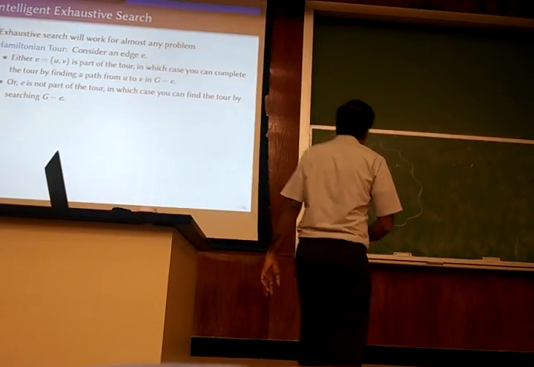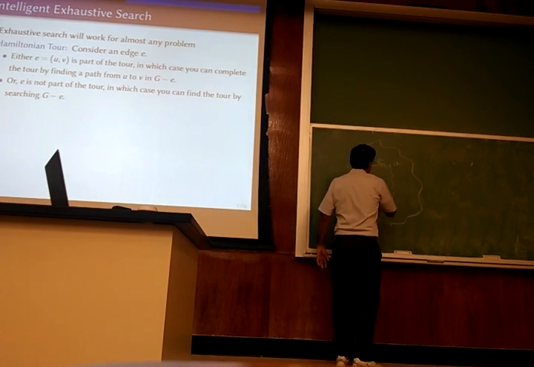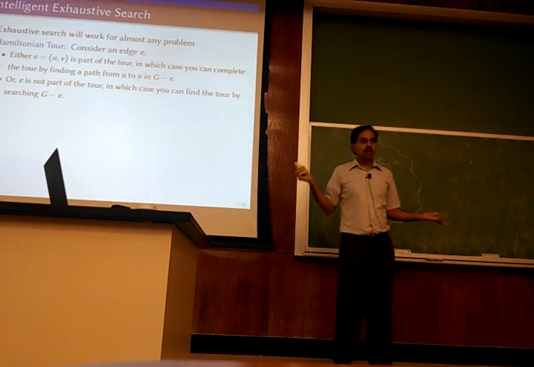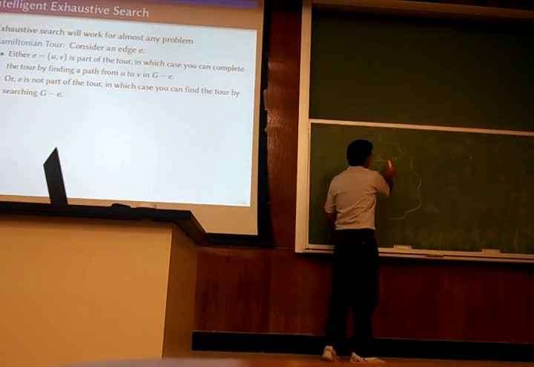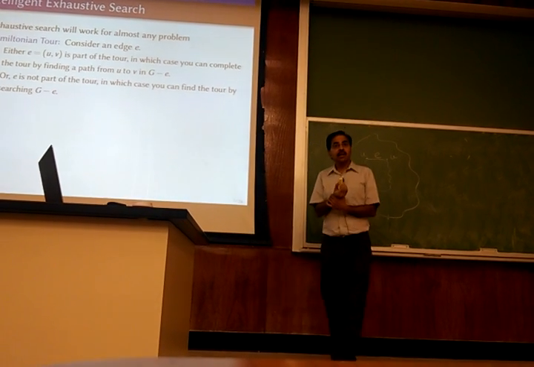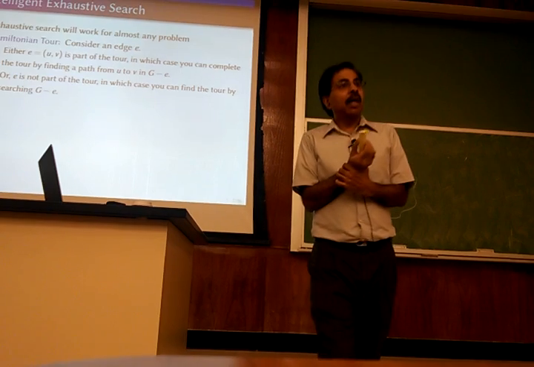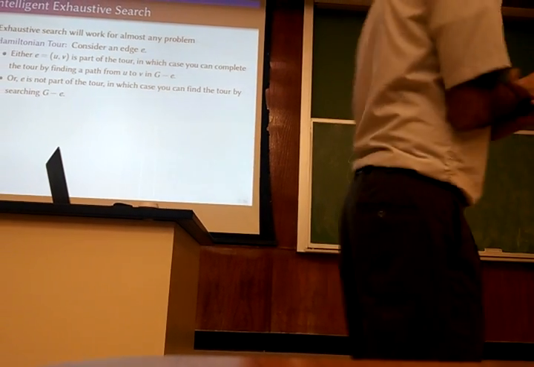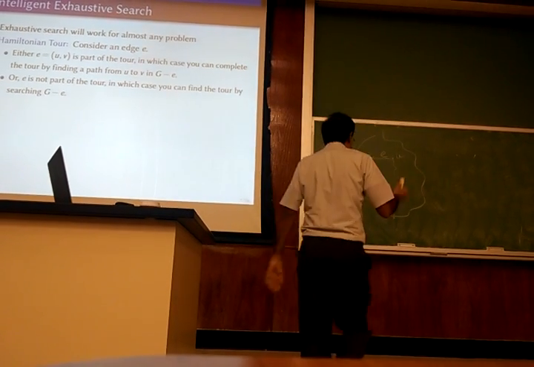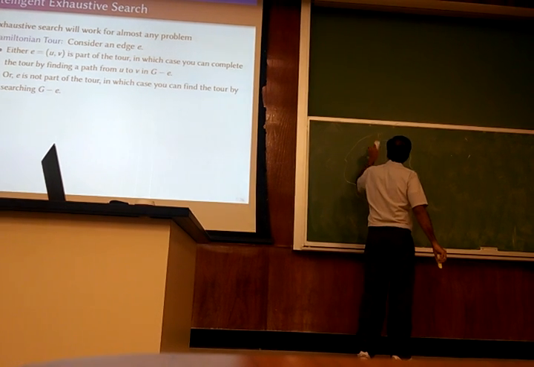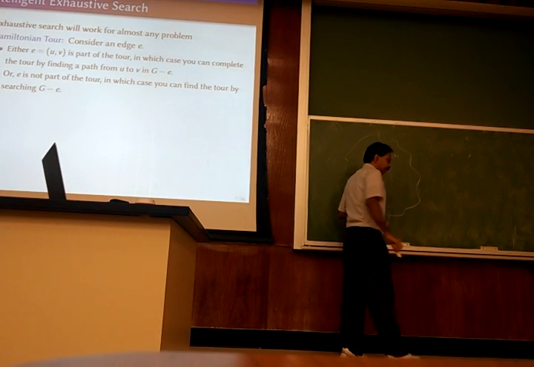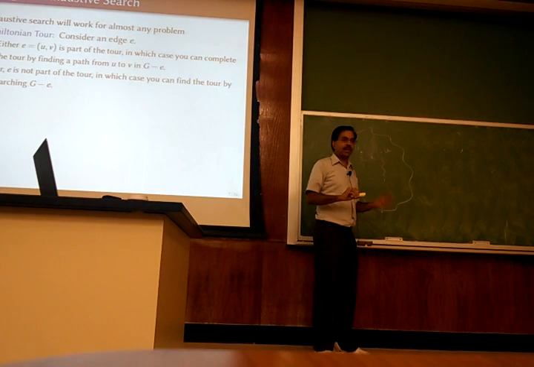Okay, so I do that search, and if I come up with a path, right? If I find this path, then I'm done, and I have completed. I found a Hamiltonian tour. If not, then I'm going to say, well, maybe E is not part of this tour, so I'm going to take out E. I'm going to just delete.